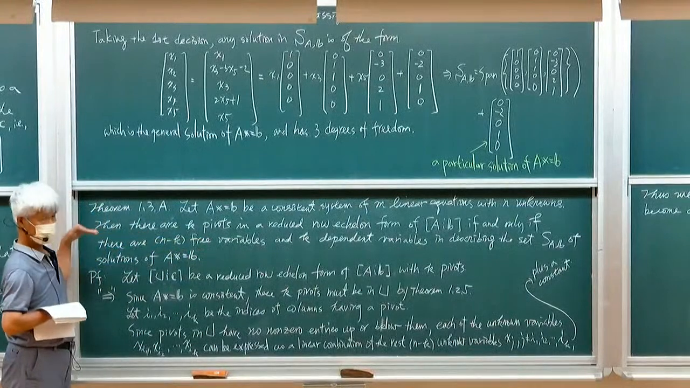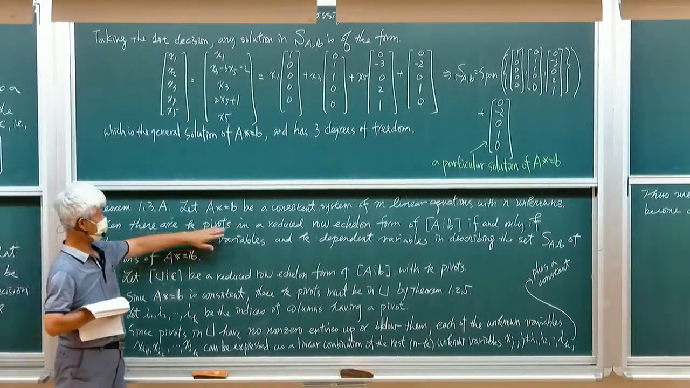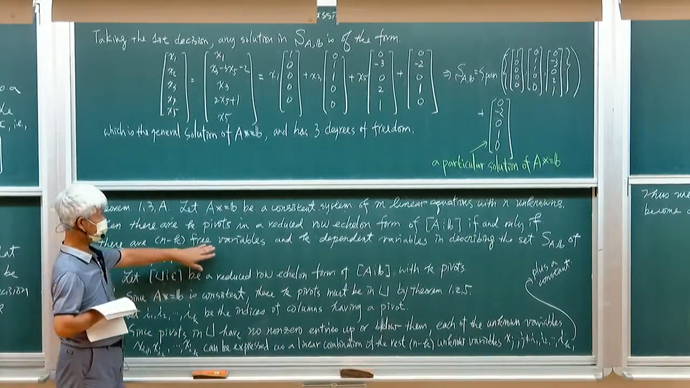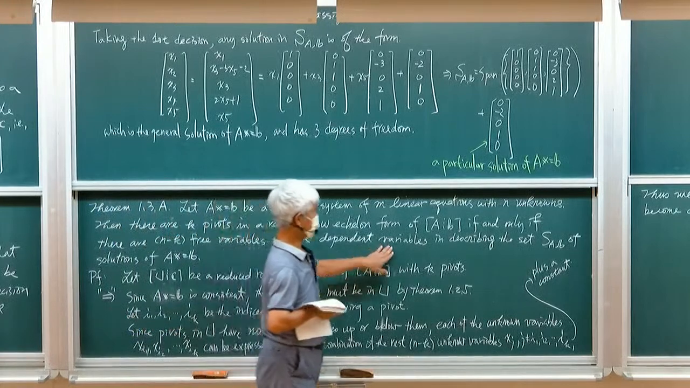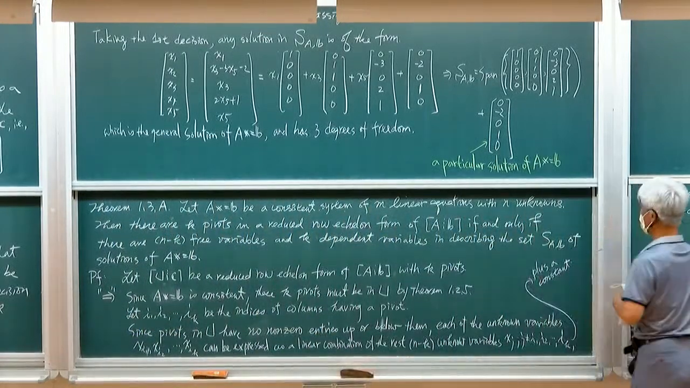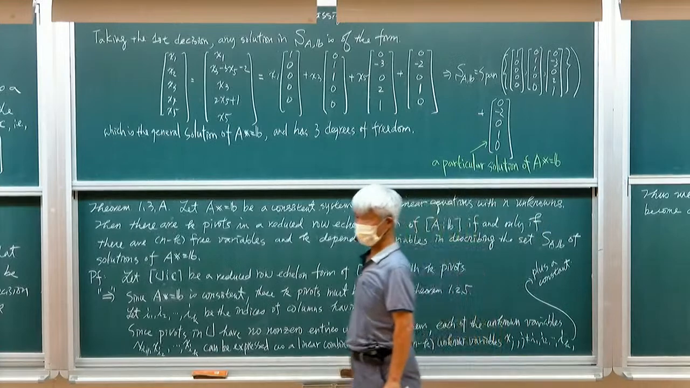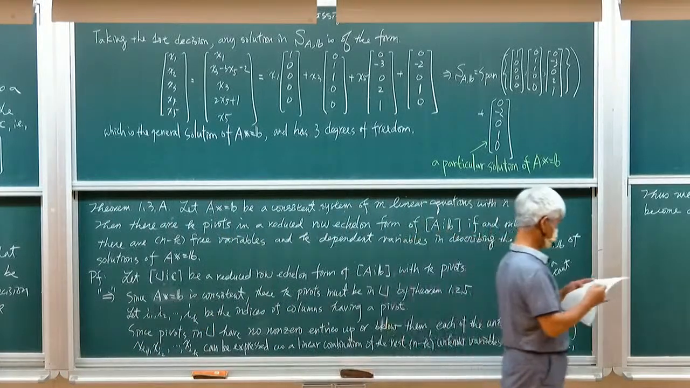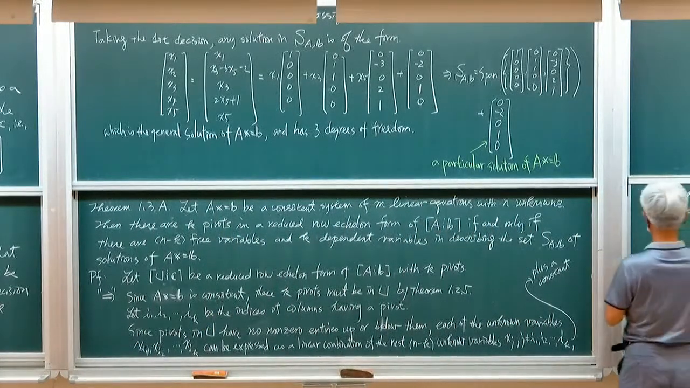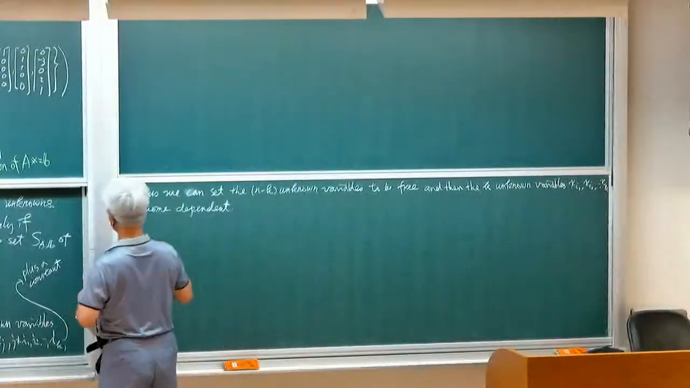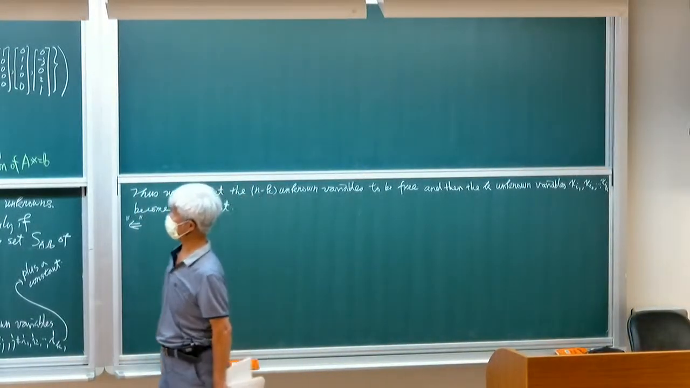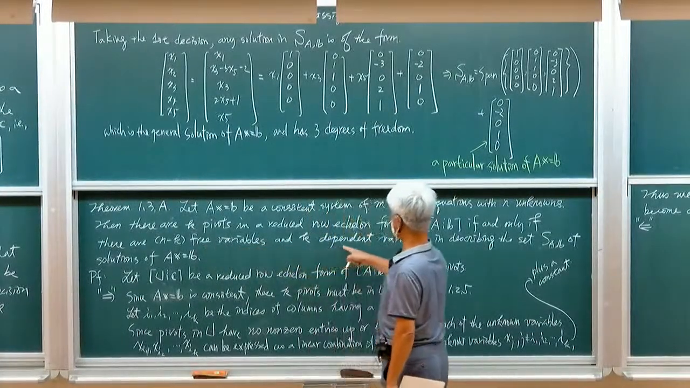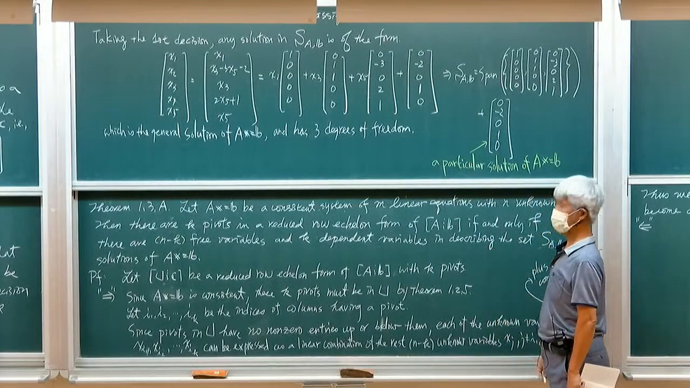So we proved this forward direction. So once we have k pivots in a reduced echelon form, then there are n minus k free variables and k dependent variables in describing the solution set as here. Okay. So this is the forward direction. The backward direction. Suppose that there are n minus k free variables and k dependent variables.